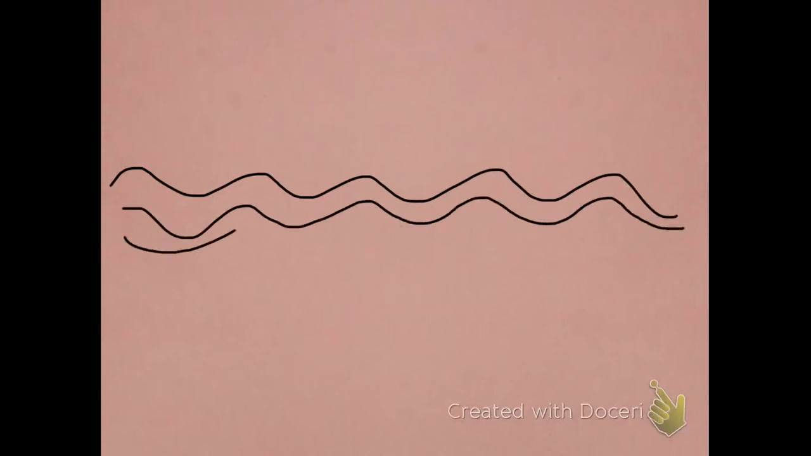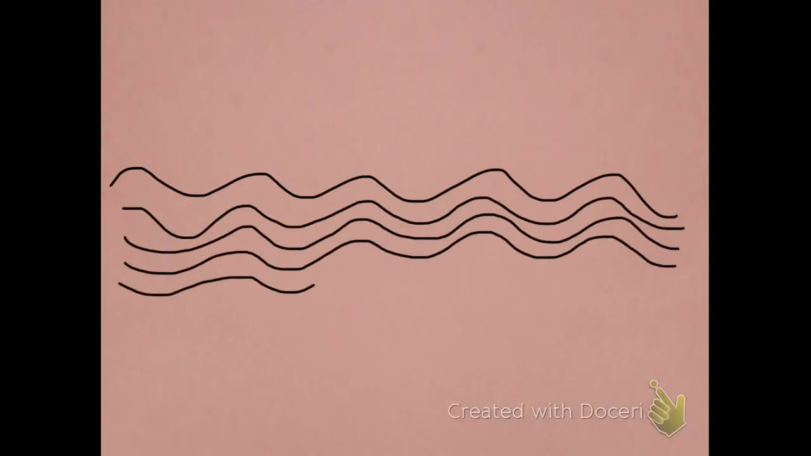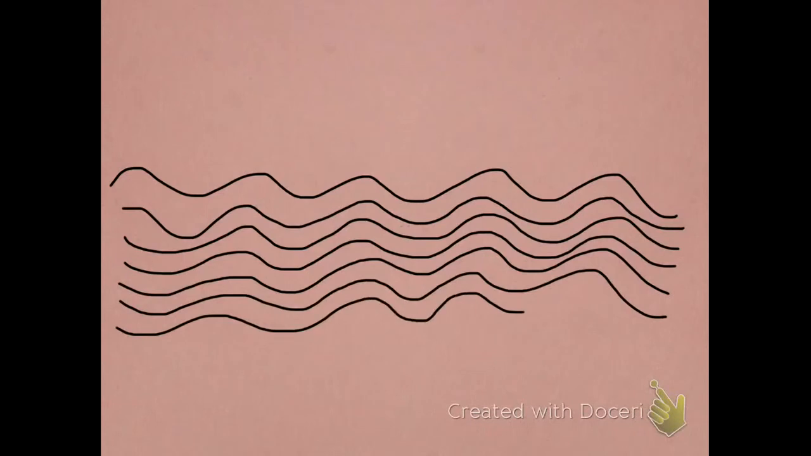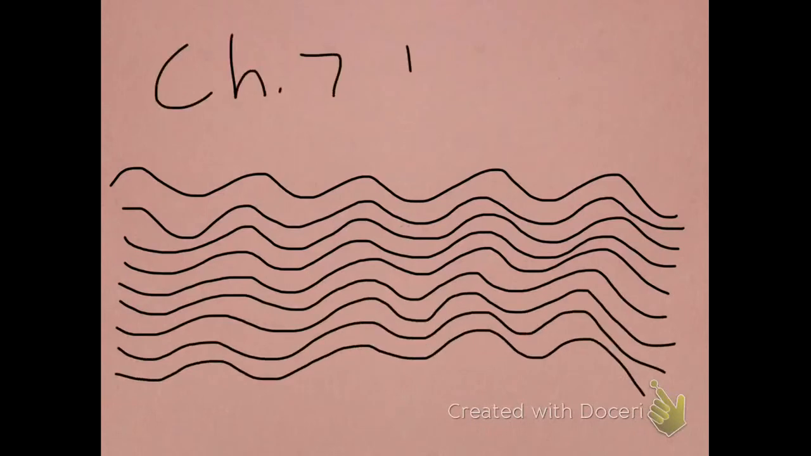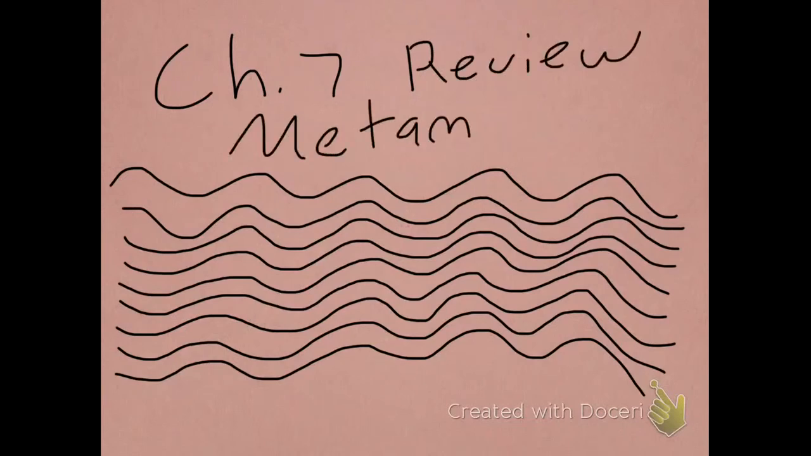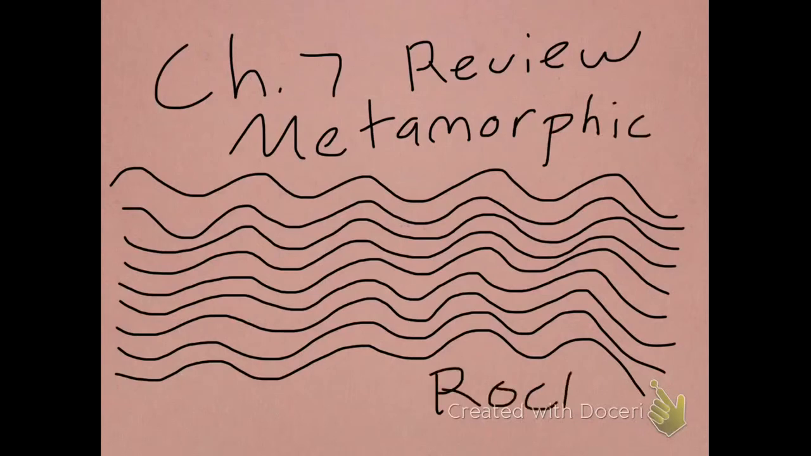Hello there. I'd like to welcome you to the Chapter 7 Study Guide, also known as a Chapter 7 Review. And I'm watching all sorts of wavy lines form on the Doceri desktop. Chapter 7 Review, this is Metamorphic Rocks. So I have 20 wonderful questions for you. You will notice in this presentation that my numbering system is terrible.